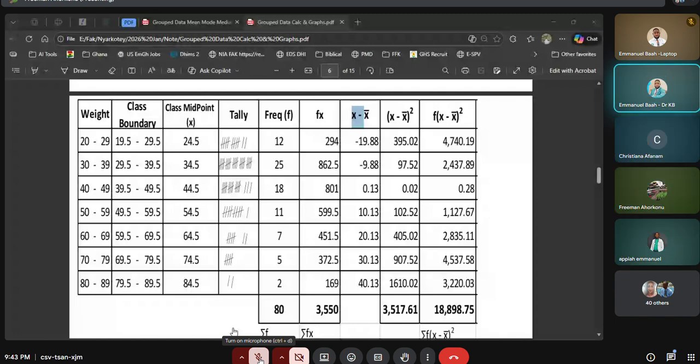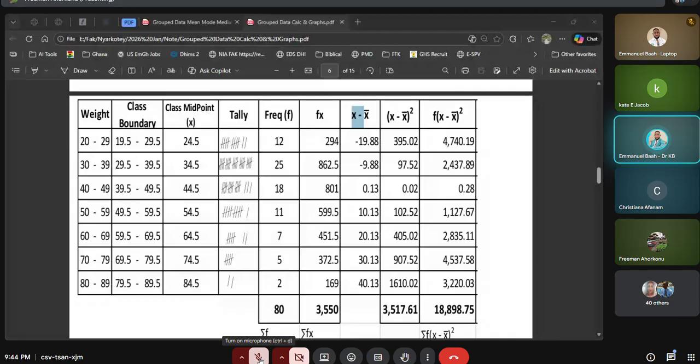0.12. No, what I got is not 0.13. I got 0.123, so you round it off and it will be 0.13. If you even got 0.123, it means it's 0.12. But we are using 44.38, unless Sir wants us to use the full figure, which is 44.375.